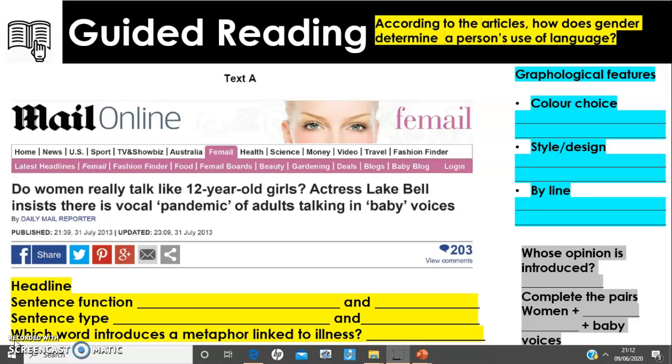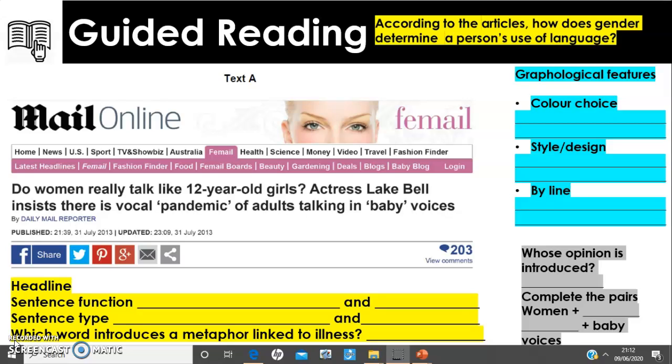Okay, so what about our headline and our sentence functions? Do women really talk like 12-year-old girls? Brilliant. We've got our interrogative. It ends in the question mark. Now, the next bit, actress Lake Bell insists. So it's beginning with a subject. So there's no verb at the beginning of the sentence, so it cannot be imperative. Okay, it's not exclamatory, it's our declarative. So we've got an interrogative and a declarative.